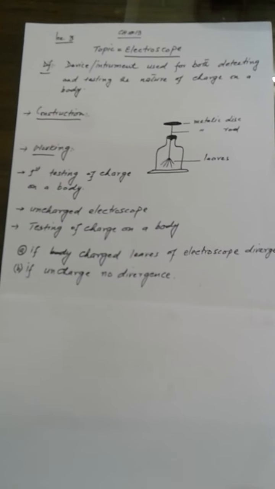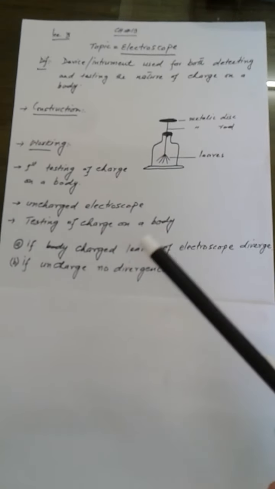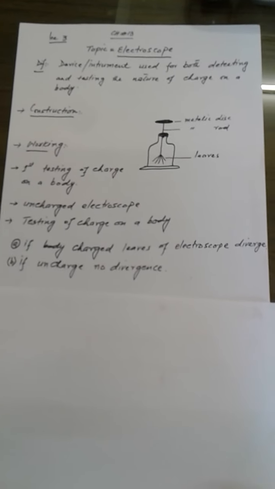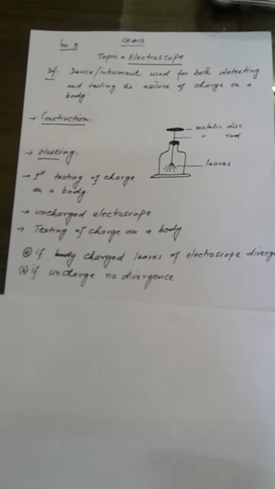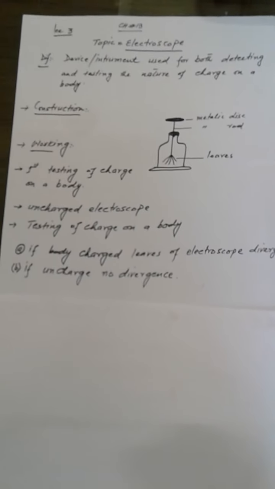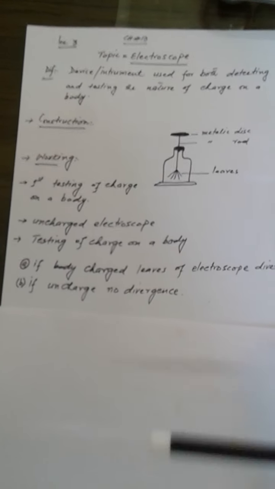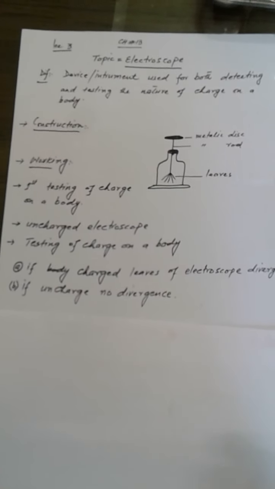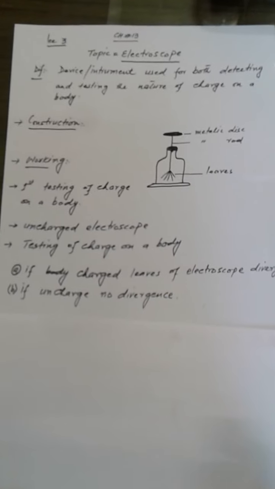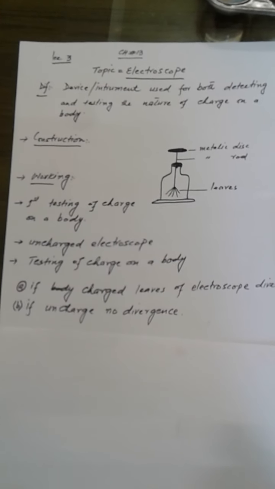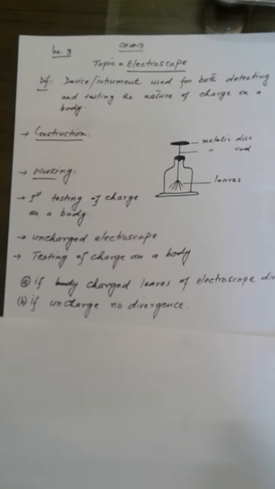If we detect charge on a body, then we can use the electroscope again to detect the nature of charge, either it is positive or negative. So for this, watch lecture number 3.